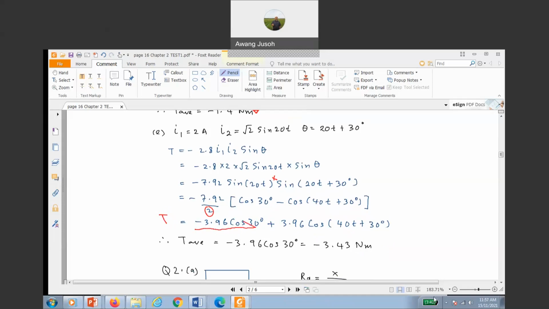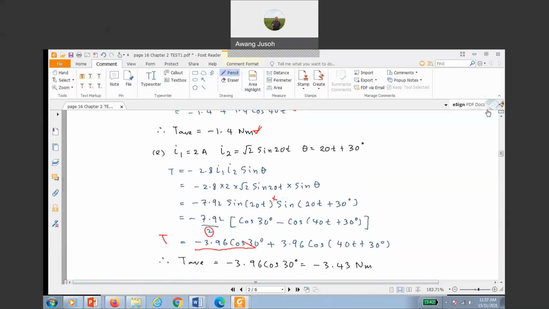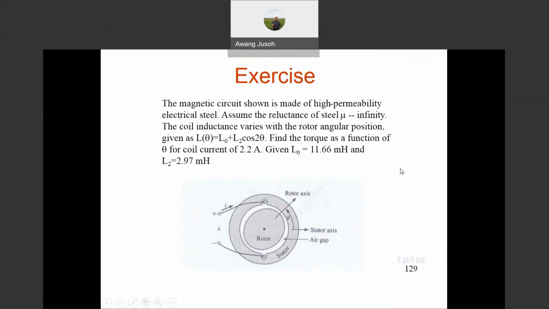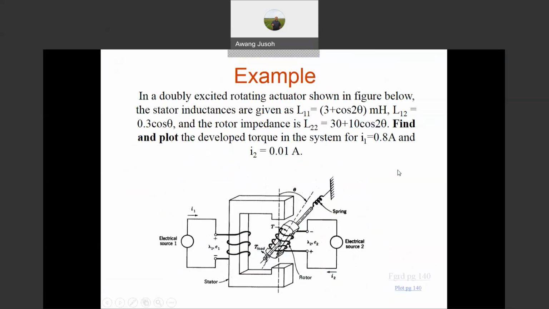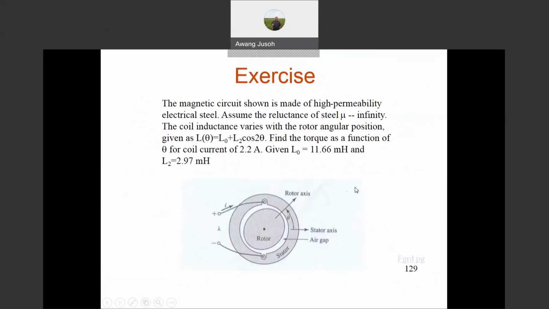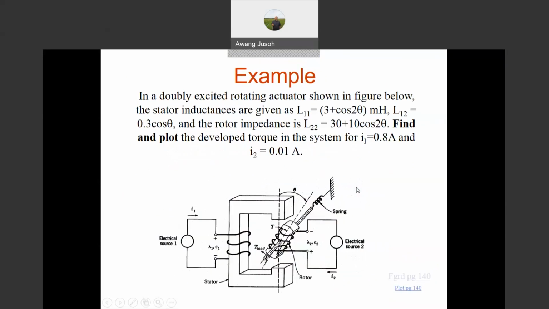I hope this explanation is very clear for you to follow. So next we move to the other example. We go to the next example. This one I think we can just skip here, no problem. Okay, regarding this example.